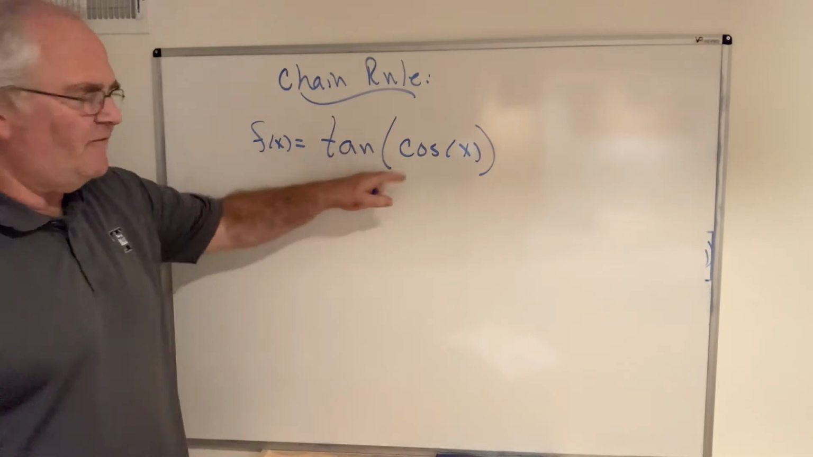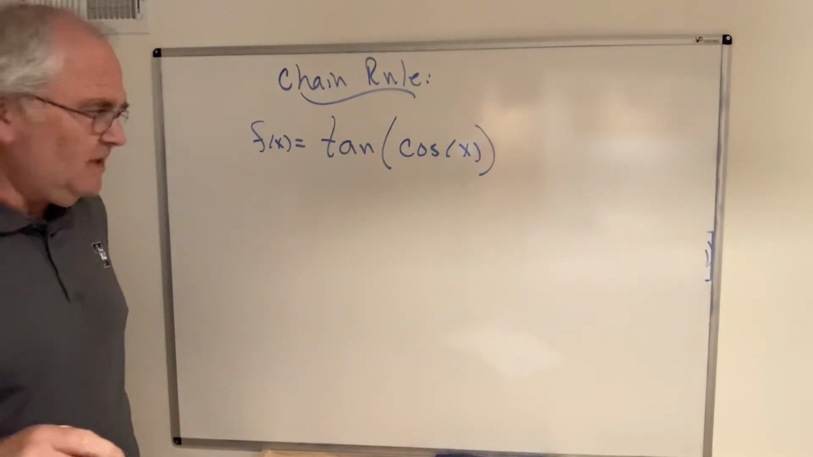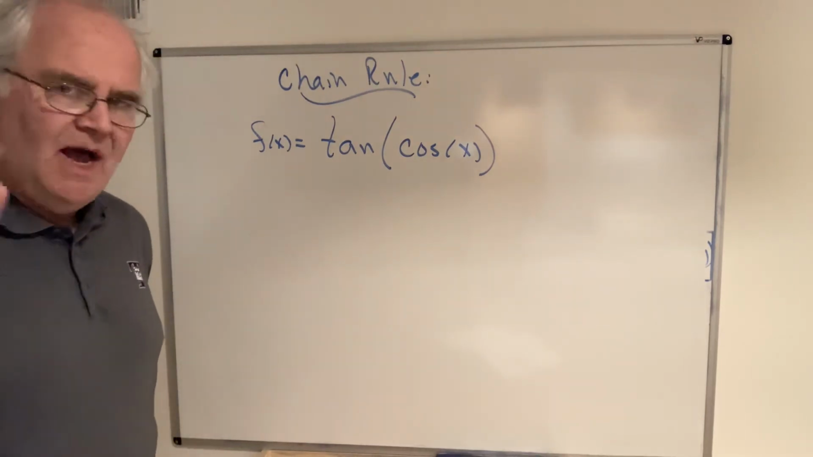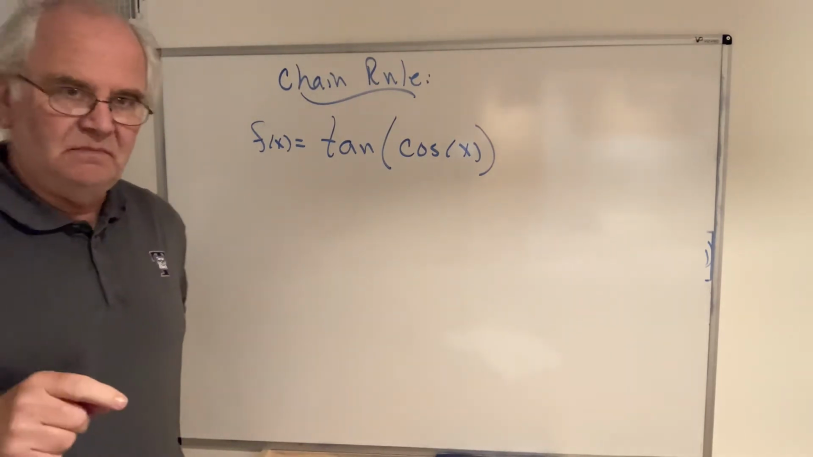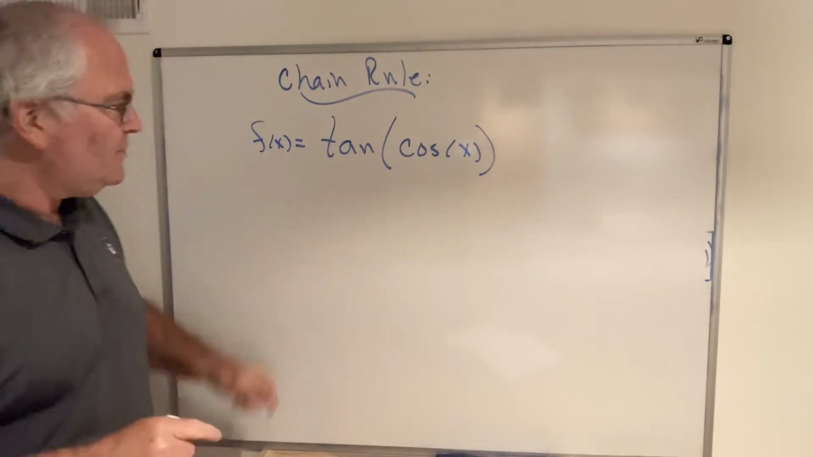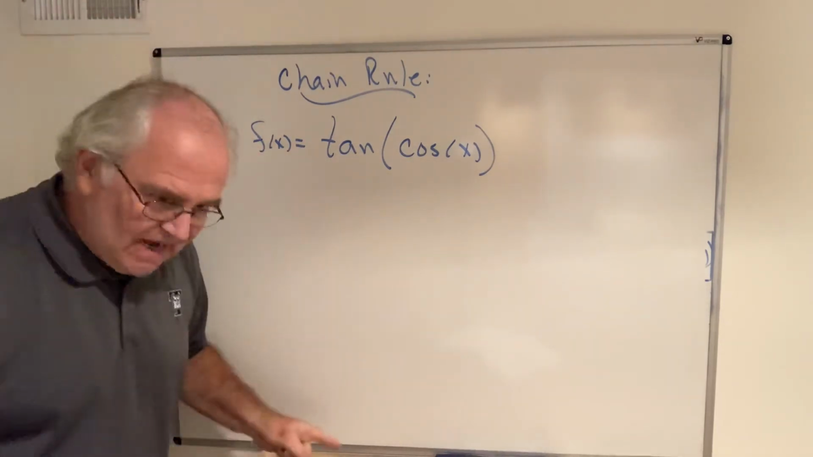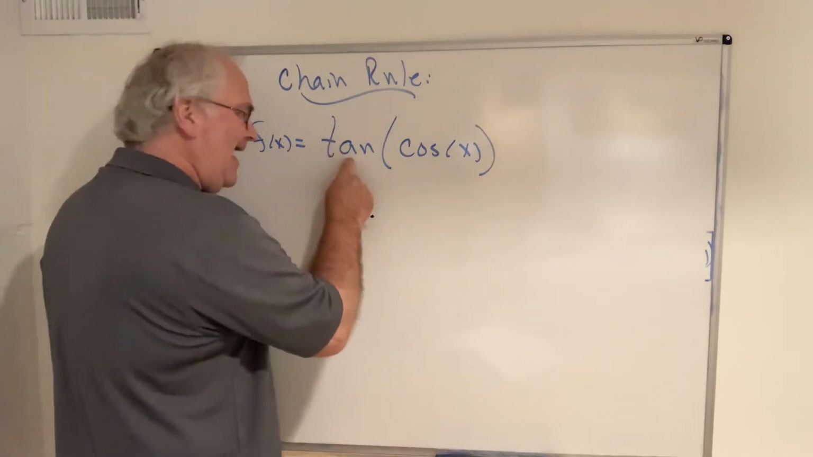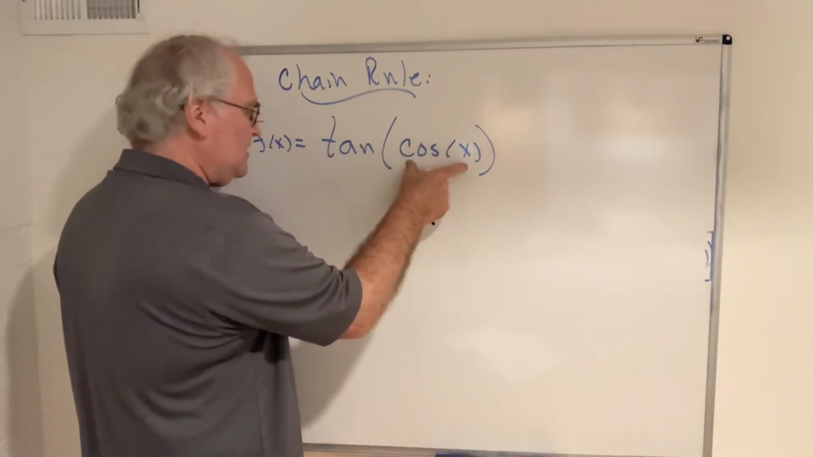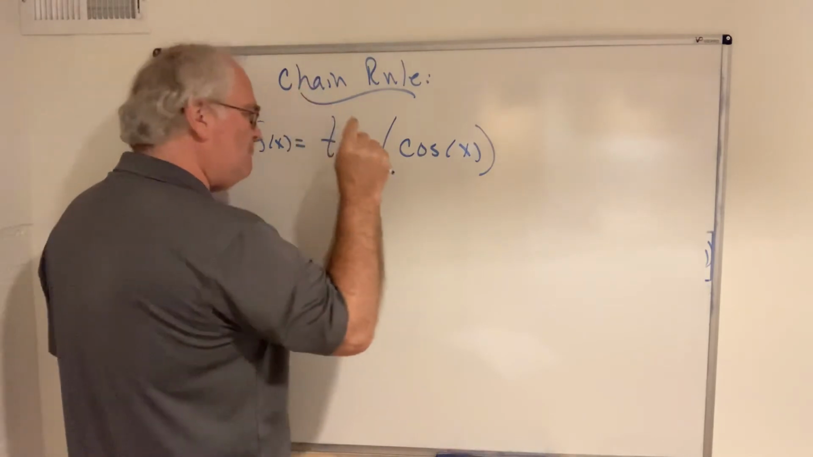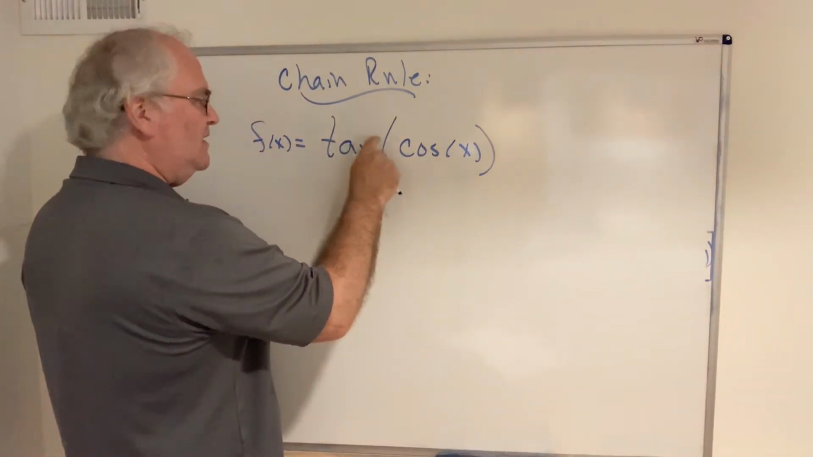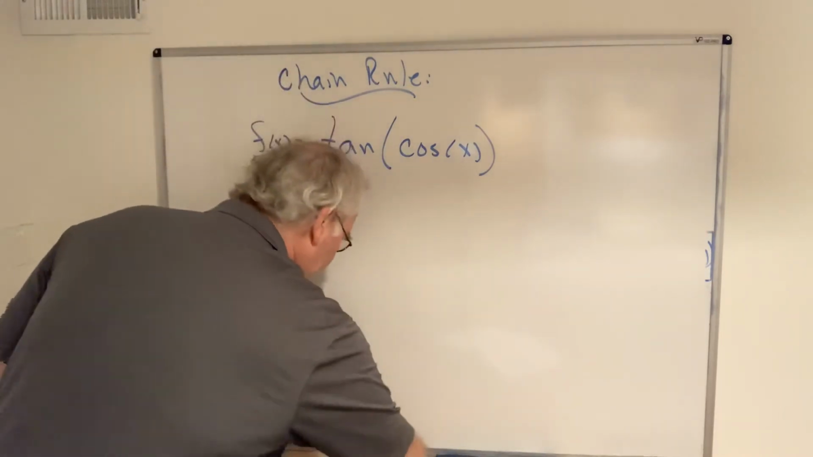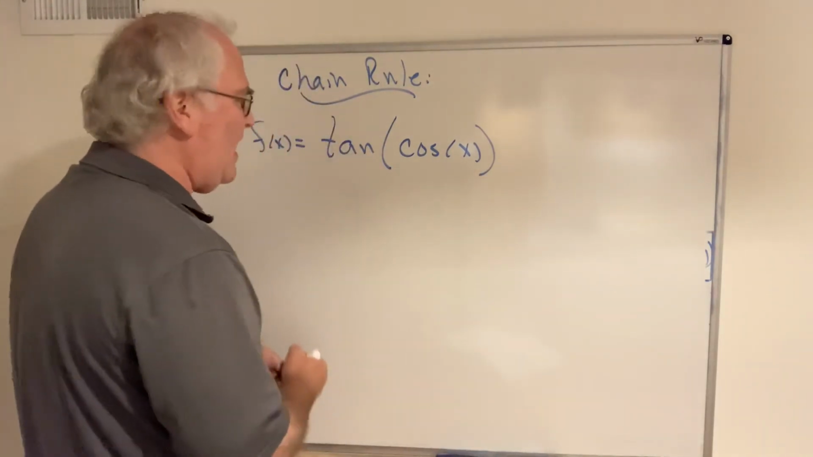Anytime you have a function of a function, now listen to me. I have had students in Calc 3 mess this up, and I just wanted to do something I shouldn't do. This does not mean tan times cosine of x. This does not mean multiply. Oh my gosh, I have students do this, and it just drives me batty.